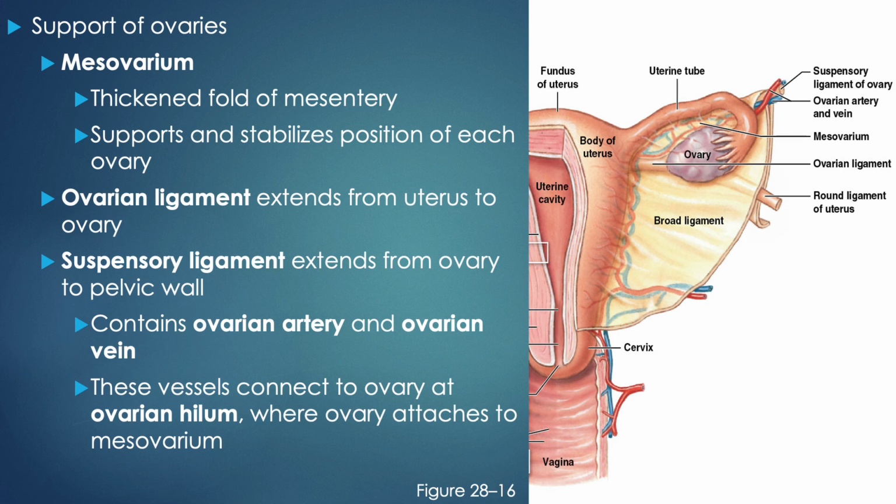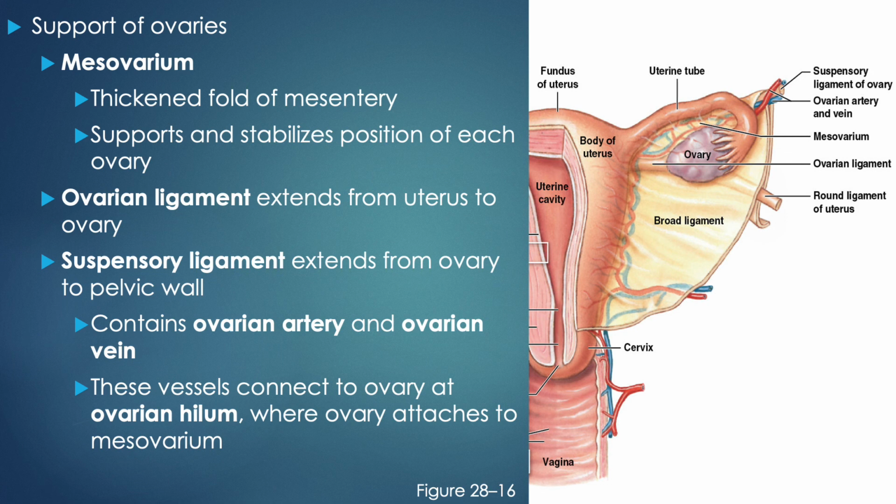The ovaries are supported by the mesovarium, the ovarian ligament, and the suspensory ligament. All of these together keep the ovary in place so it doesn't twist or flop or bend upon its blood supply. The mesovarium is a thickened fold of mesentery that you can see in this image just in between the uterine tube and the ovary on the superior aspect of the ovary. And it supports and stabilizes the position of each ovary.